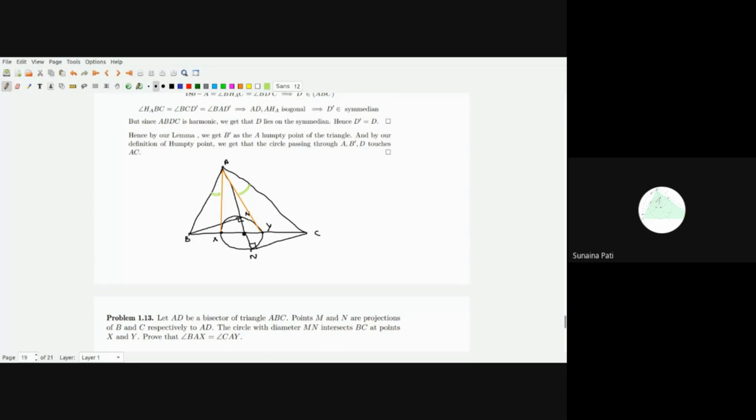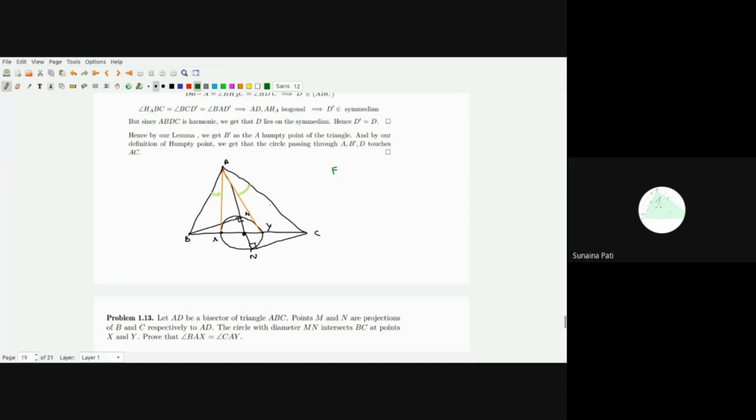Should I give 3 to 4 more minutes to try? Okay, I'll give 5 more minutes. The class would probably get extended. I'll give one hint now. Introduce a new point F, which is a very nice point.